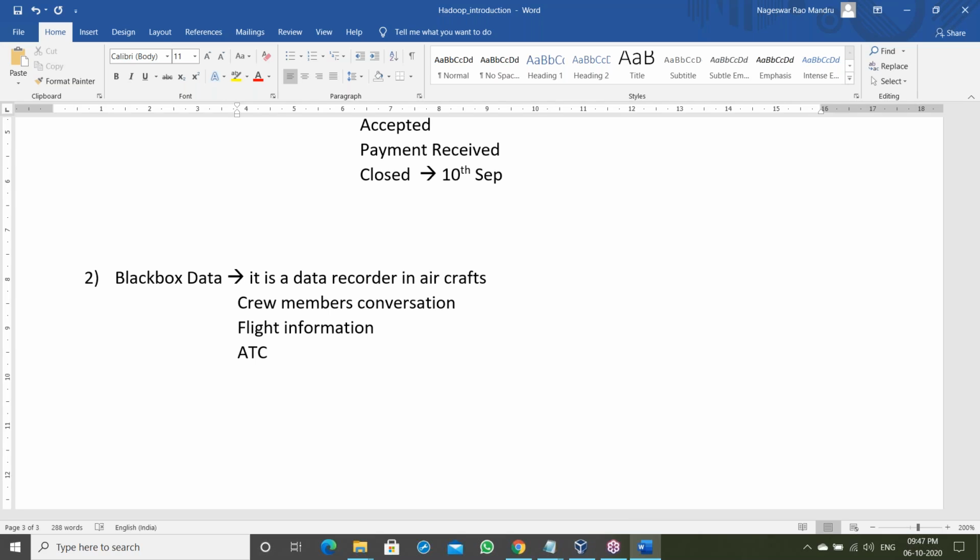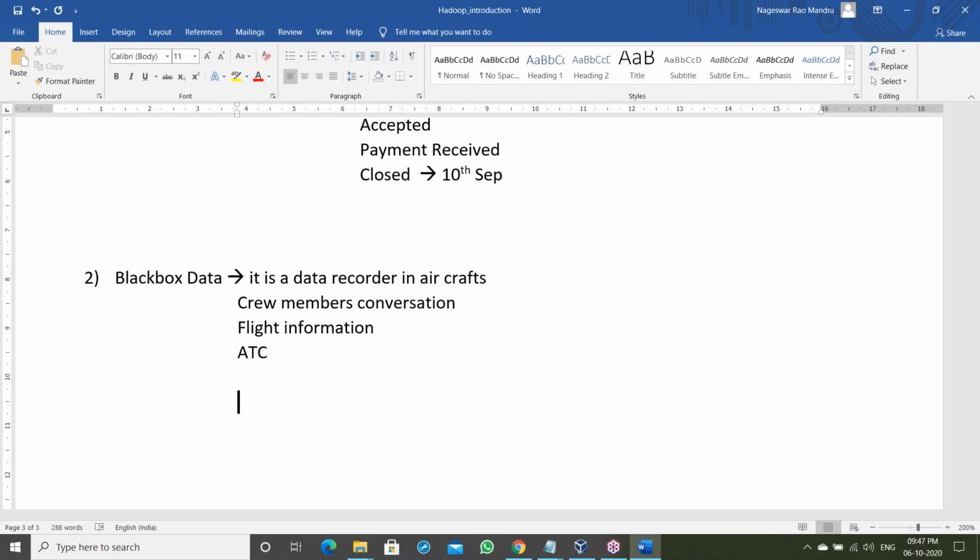Yes, nothing affects the black box. Suppose some accident, maybe fire. Nothing will affect the black box. Suppose it sinks into some sea, nothing will affect the black box. There is no chance of fire damage, no chance of water damage. It is always safe.